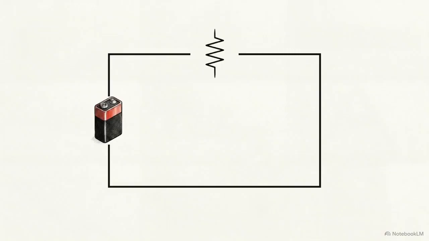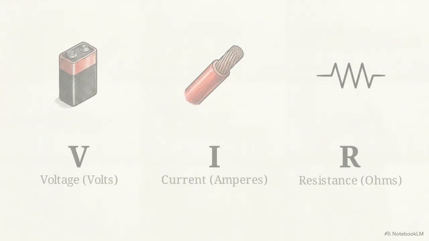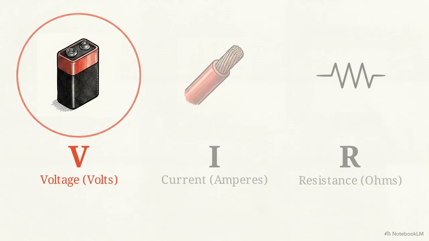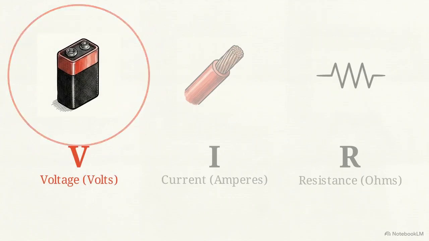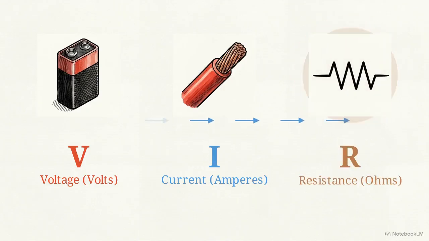In electrical work, this rule acts as the basic grammar of circuits. Once you know it, troubleshooting stops being a guessing game. These three icons represent our main characters. First is voltage, V, the electrical push moving charges, measured in volts. Second is current, I, the actual flow of electric charge, measured in amperes. Third is resistance, R, anything opposing that flow, measured in ohms.